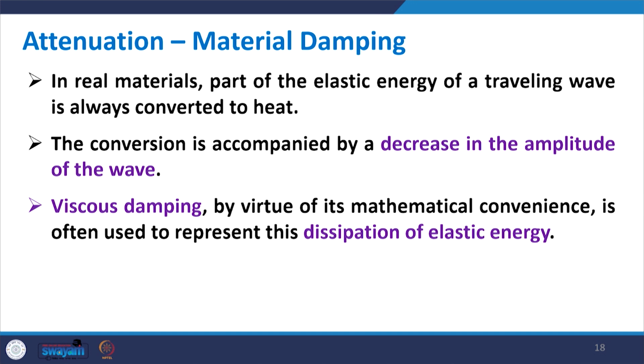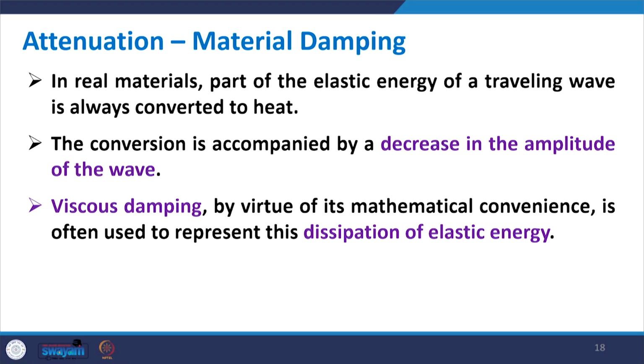So first is material damping. In real materials, part of the elastic energy of traveling waves is always converted to heat. There is a loss. When the wave passes through a material, the material absorbs some of the energy. Like if you have springs below the seat of a cycle, when you ride, the spring acts like a choker that eats up some of the energy and reduces the jerk. Similarly, when elastic waves pass through the material, some of the energy is converted into heat, and this conversion decreases the amplitude of the wave.